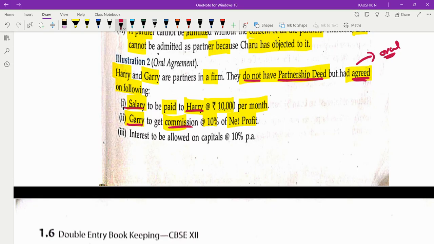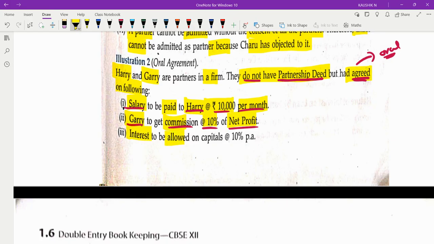Okay, so here it is 10,000 rupees per month. Here it is 10 percentage on net profit. Okay, so here this is also subject to remuneration. We have to see whether it is allowed or not. What will be your answer? Whether it will be allowed or it won't be allowed? Won't be allowed. Okay. Moving on to the next one.